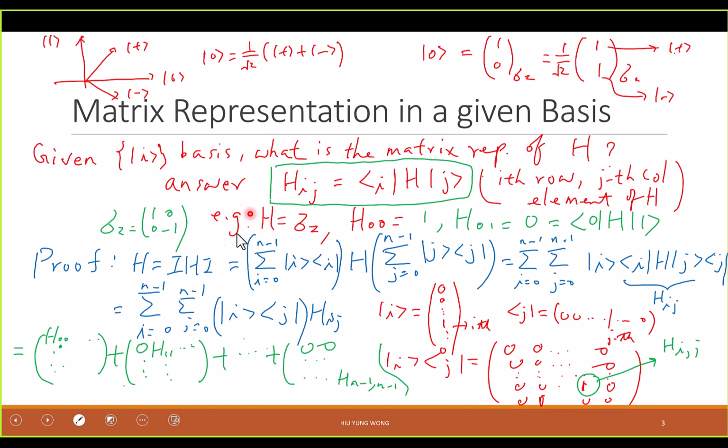I do want you to spend some time to understand what I'm talking about here, because this is related to some fundamental concept. But the minimum thing is, if I ask you to represent a matrix in a certain basis, how do you represent it? You use this equation. Okay?